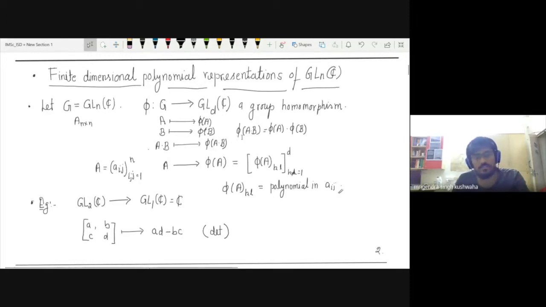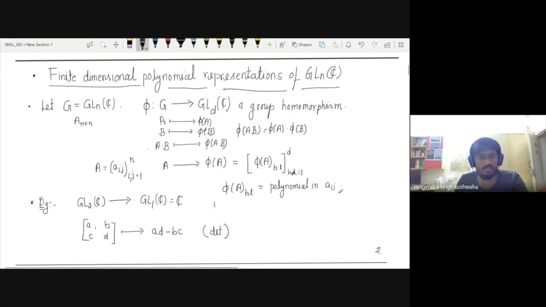Then what is the condition? phi(AB) should be phi(A) times phi(B). When this property is satisfied, it is called a group homomorphism, and any group homomorphism from G to GL_d is called a representation. It is called a polynomial representation if the matrix phi(A), which is a d cross d matrix, has each entry a polynomial in the a_ij, where a_ij are the entries of matrix A.